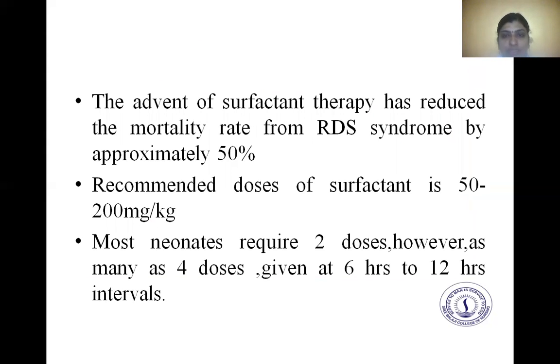The advent of surfactant therapy has reduced the mortality rate from RDS by approximately 50%. The recommended dose of surfactant is 50 to 200 mg per kg, usually 4 ml per kg body weight. The most common is 2 doses. However, as many as 4 doses can be given to the child. When giving surfactant therapy, there should be an interval of 6 to 12 hours.